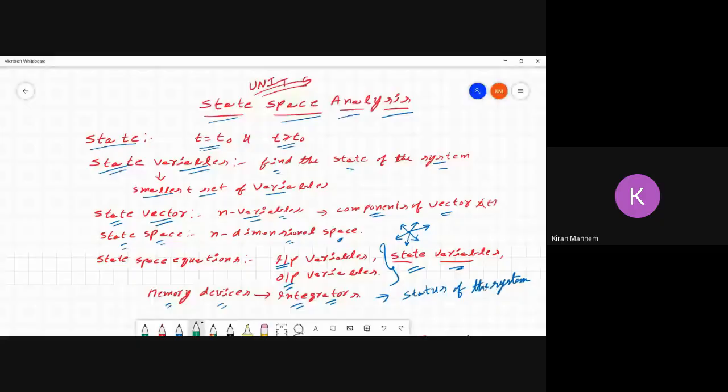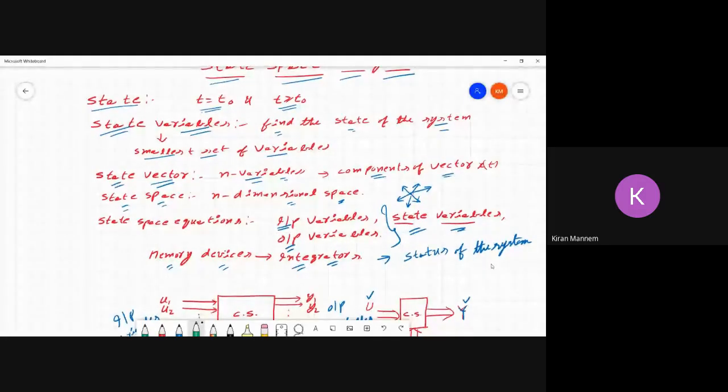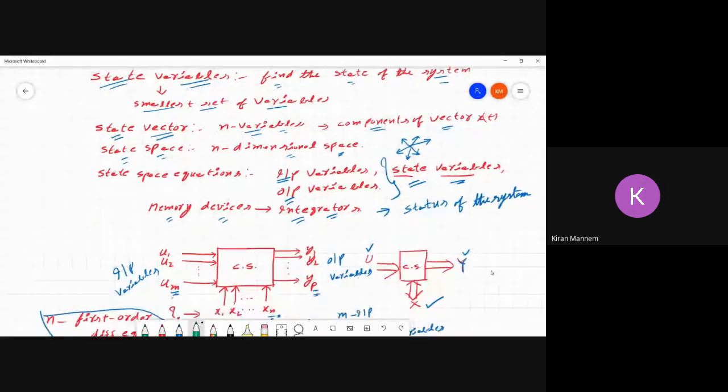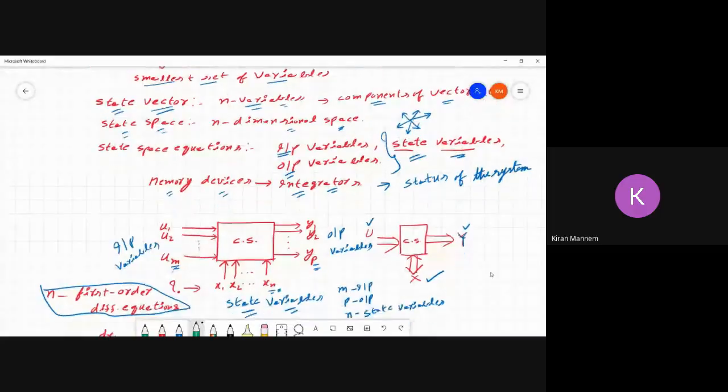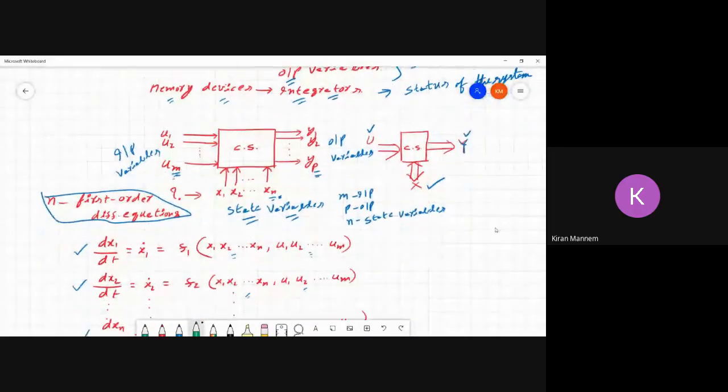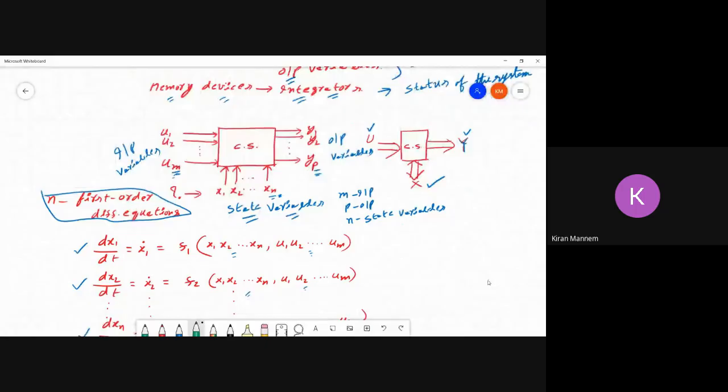We will continue the phase variables. I want to erase all these. Fundamentals of state space analysis. So state variables are represented with the first order differential equations.